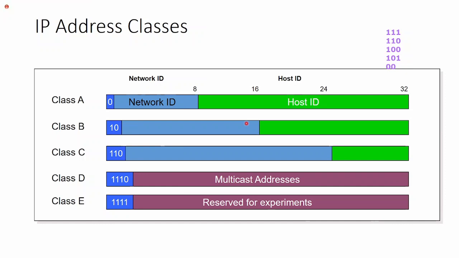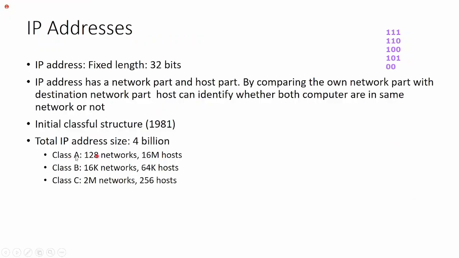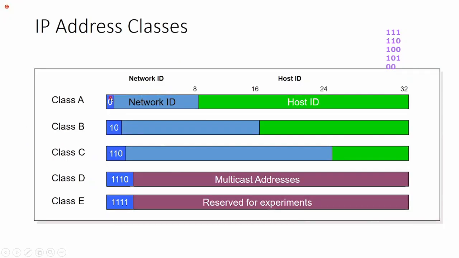That means you can have only up to 255 networks, right? So that is what I mentioned here. In class A, you cannot go to 255, because here the first number should be 0, right? So then you can have only 128, right? So that you figure out later.